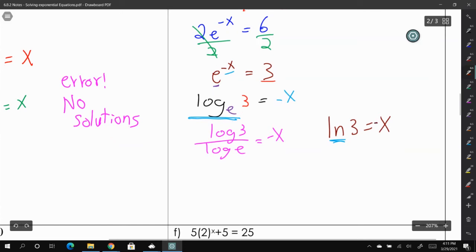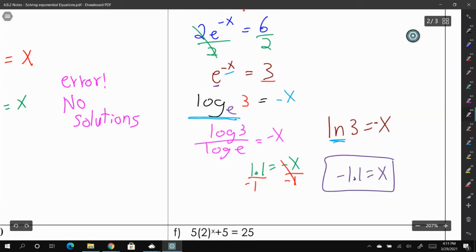This is going to be negative x, I'm sorry. So that's going to give us 1.1 equals negative x. Well, we need to divide both sides by negative 1 to get rid of the negative sign. So that's going to give us negative 1.1 equals x.